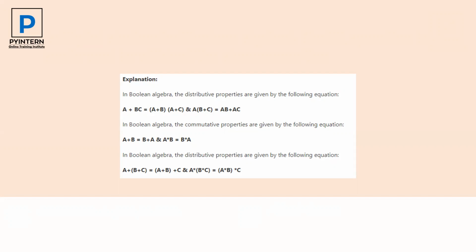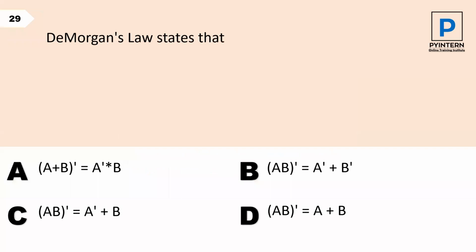In Boolean algebra, the commutative property is given as follows, means this is distributive, this is commutative: A plus B is equal to B plus A, and AB and BA both are the same. In Boolean algebra, the associative property is given by the following equation: A plus (B plus C) is equal to (A plus B) plus C. Both are the same. So come to the next question.